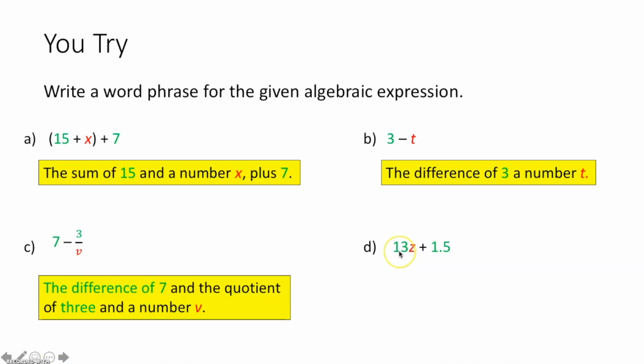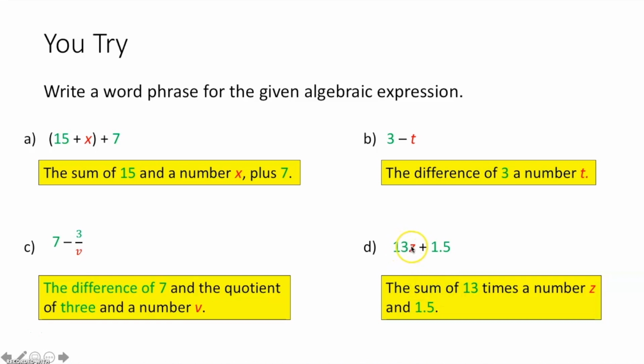For part D, we have 13 times z plus 1.5. Again, you could say it like that, or get more specific. Because we have multiplication and addition, you can write the sum of 13 times the number z and 1.5.